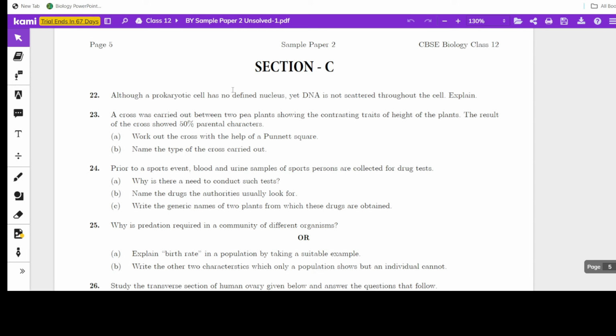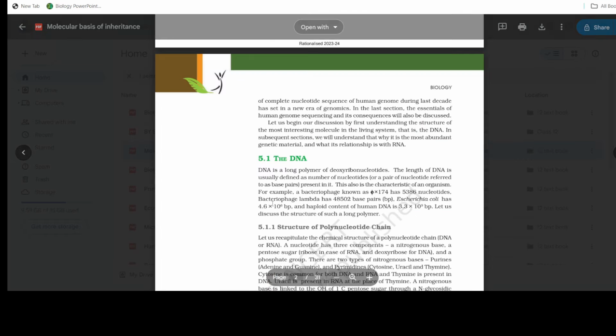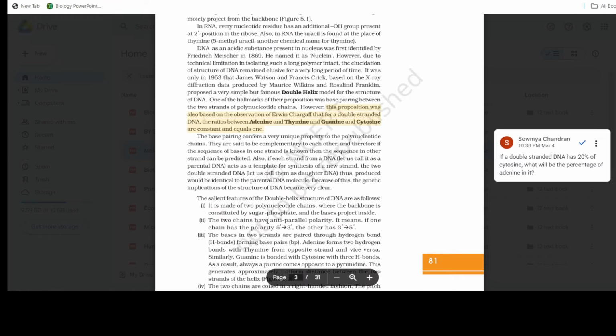Next question, coming to section C. Although a prokaryotic cell has no defined nucleus, yet DNA is not scattered throughout the cell. Explain. Molecular basis of inheritance. The same statement is given there in your textbook. Let's read that. Chapter Molecular Basis of Inheritance. Hope you also have taken your textbook.